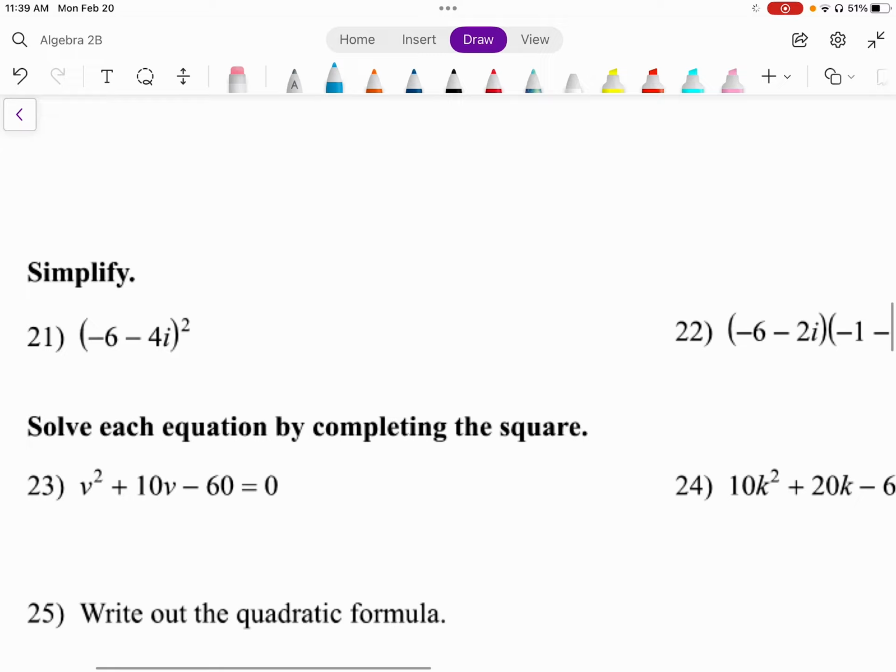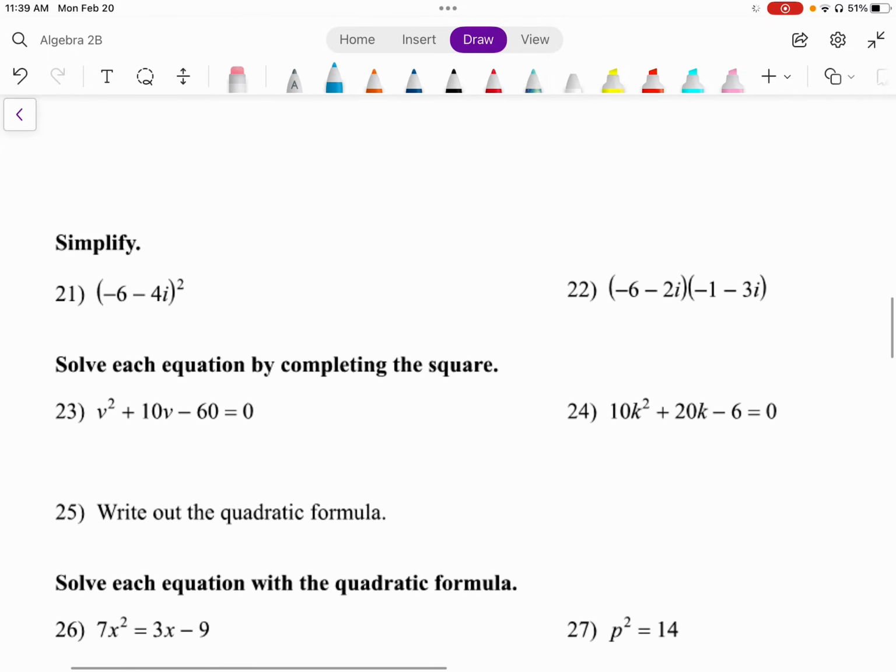We also learned operations with imaginary numbers. I don't have any addition or subtraction here. If we did, it's just adding or subtracting like terms. For 21 and 22, we multiply. Now, we did learn a nice pattern when we square a binomial. It's the first term squared. So -6 squared is 36, plus the first times the second times 2.